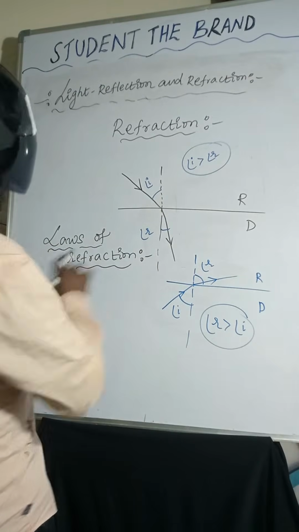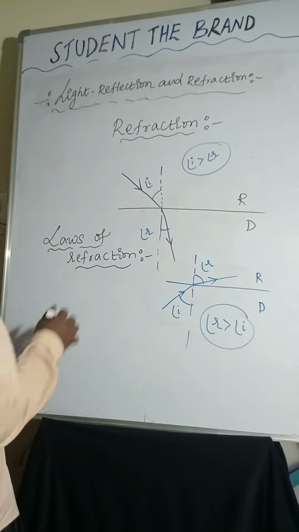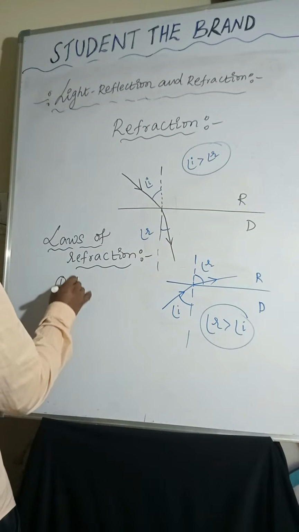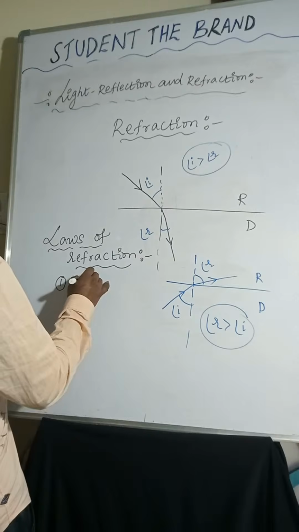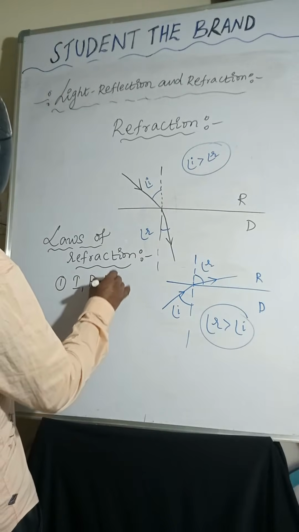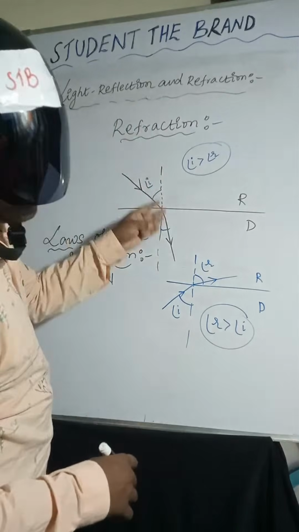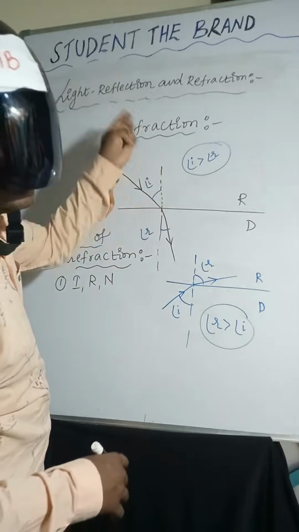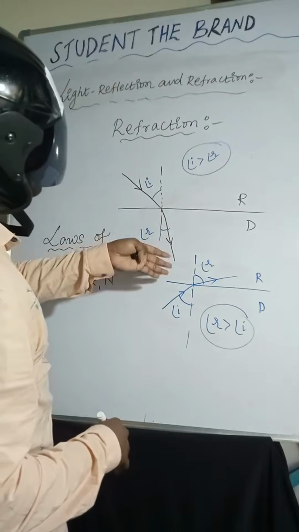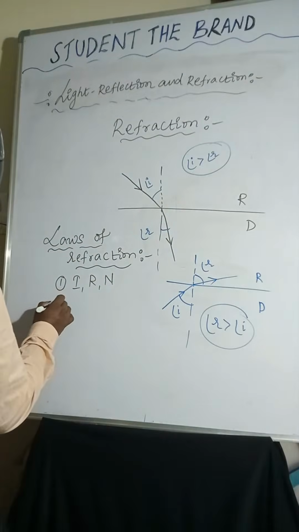Laws of refraction: the incident ray, refracted ray, and normal line lie in the same plane.